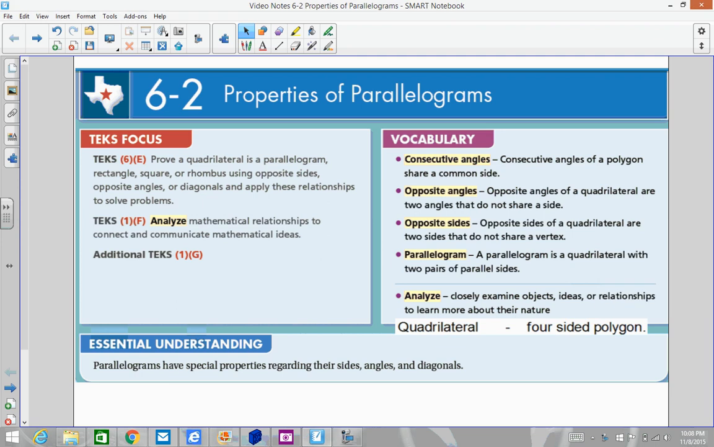Welcome to Geometry Pre-AP. Go ahead and write the vocabulary down here and the essential understanding, and pause the video and get those things down. Okay, so now that you have all that vocabulary down, the essential understanding is parallelograms have special properties regarding their sides, angles, and diagonals. So this video won't be too long.